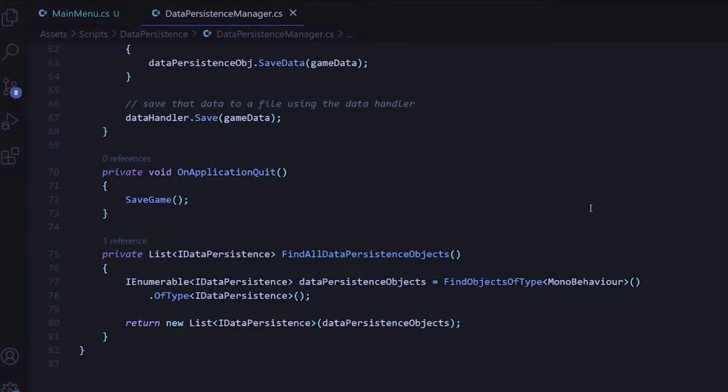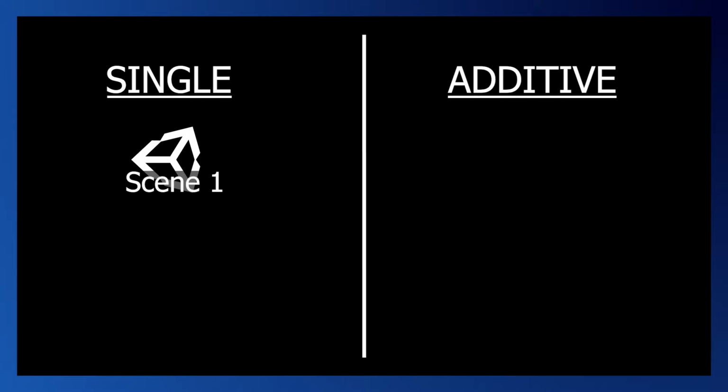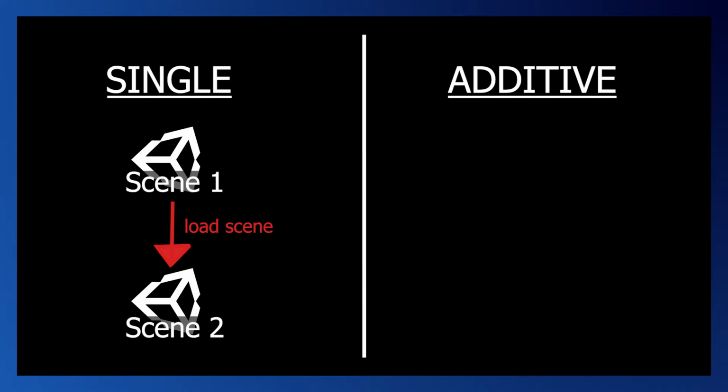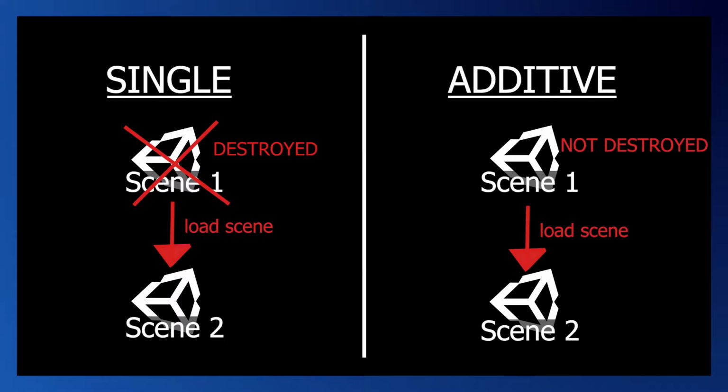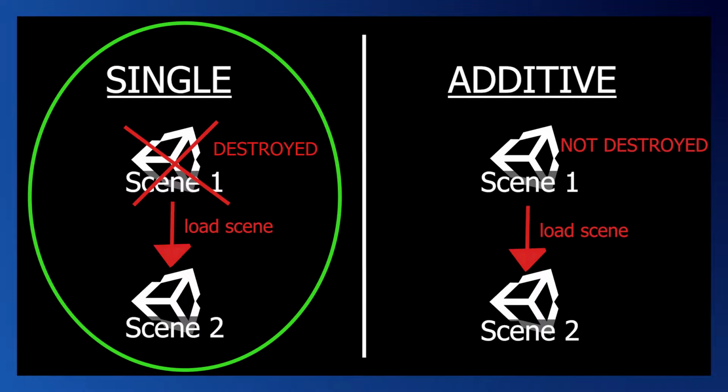So that's the save and load system that we'll be starting with, but now let's think about how this works when dealing with different scenes in Unity. In Unity, there are two types of scene loading, single and additive. In single scene loading, when a new scene is loaded, the previous scene is completely destroyed, which of course includes all of the game objects that were in that scene. However, in additive scene loading, the previous scene is not destroyed and instead is just added on alongside any other existing scenes. So for this tutorial, I want to clarify that we're only going to focus on single scene loading.